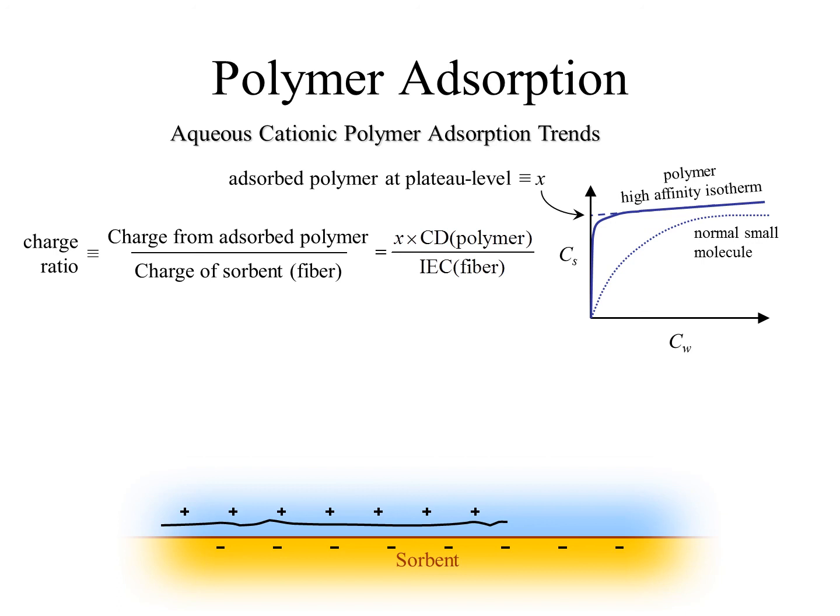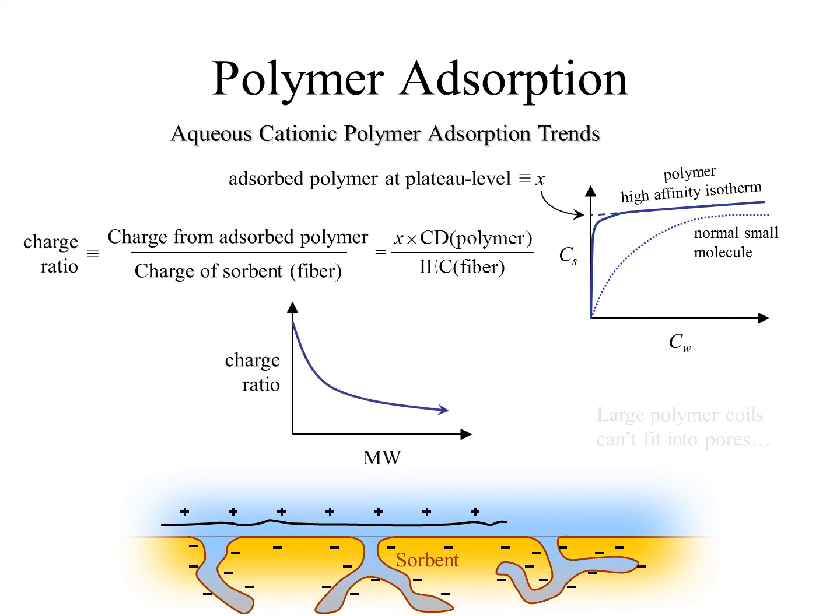The charge ratio can give an indication of how a polymer is penetrating into a porous structure. If most of the sorbent's charge is located inside pores, larger polymers will have restricted access to it. Thus, for porous sorbents, it is common to see the charge ratio for a given cationic polymer decrease as the molecular weight increases. Essentially, the large polymer coils can't find their way into the pores, so most of the sorbent's charge is unutilized.